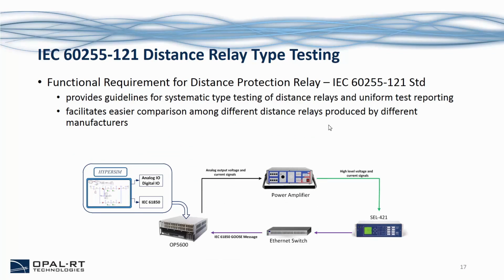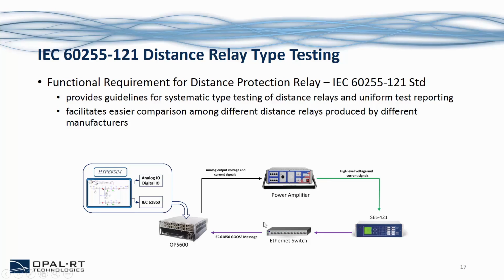Just a brief introduction on the standard. The IEC 60255-121 standard defines the functional requirements and the type testing procedures for distance protection relays. So it makes it easier for us to compare the performance of distance relays from different manufacturers in terms of some critical criteria, such as the basic characteristic accuracy, average operate time, and overreach.